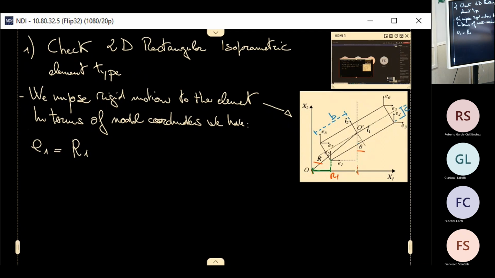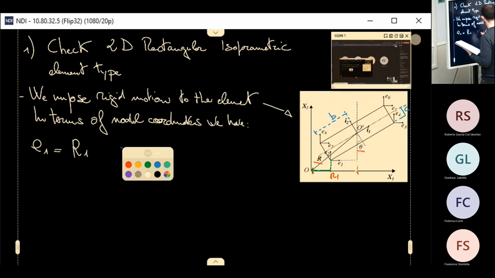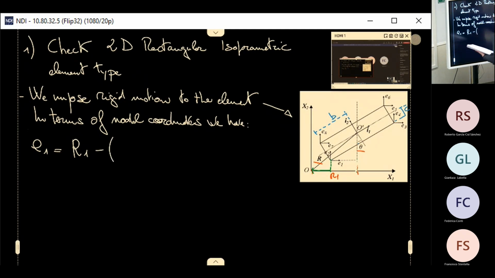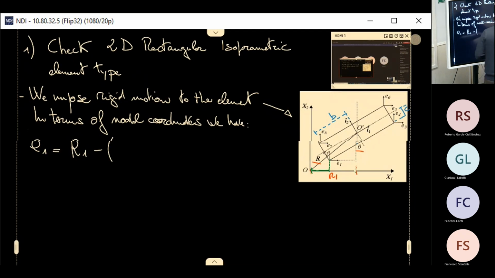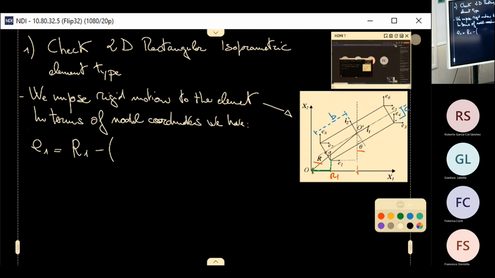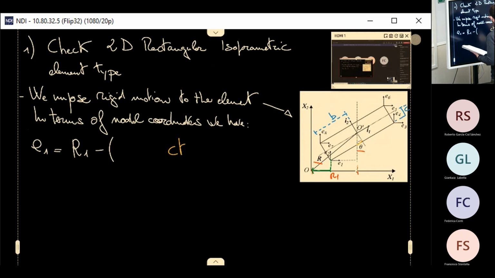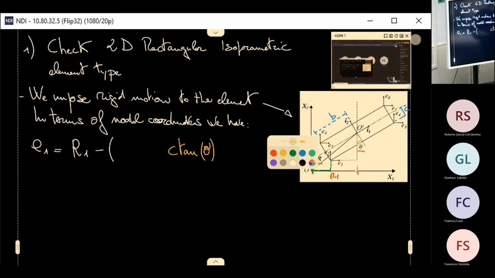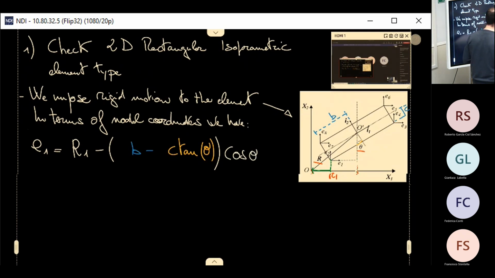Okay? So if we do it, it's minus what? We have C tangent of theta, and that's this part here. Let's make it like this so it's clear. This is basically C tangent of theta. And then you remove B, and B is this one. So it's B minus this, and then you multiply it by the cosine of theta to get this. And you remove it from R1, and this is E1.